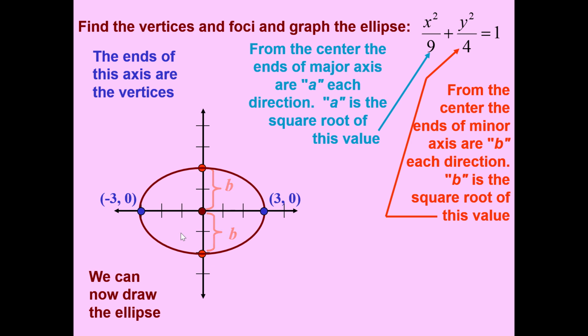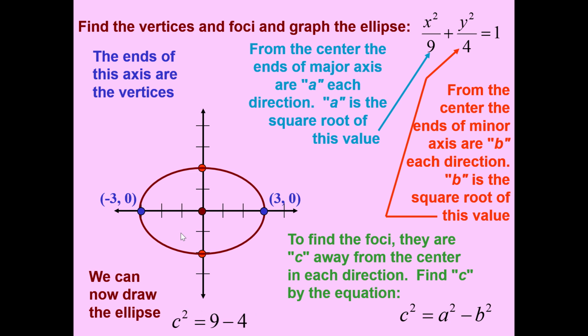Foci. They are c away from the center in each direction along the major axis. c squared is equal to a squared minus b squared. 9 minus 4 is 5. So c is equal to the square root of 5. And there's the location along the major axis.